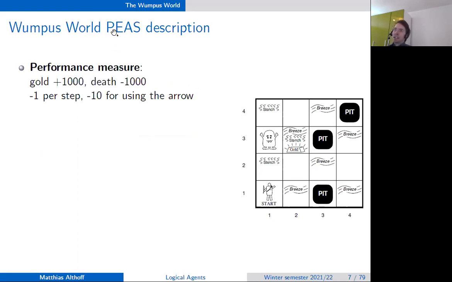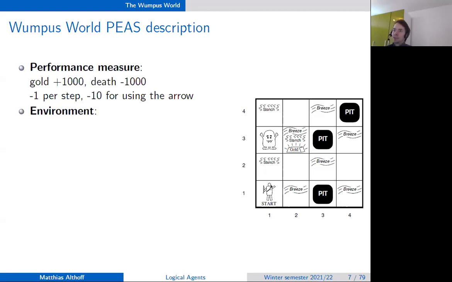You can use the PEAS description from the first lecture. So there's a little bit of a repetition. So P stood for performance. So if we find the gold, we get 1,000 points. If we're dead, we lose 1,000 points. We lose 1 point per step and 10 points if you use an arrow. So we can actually shoot an arrow.